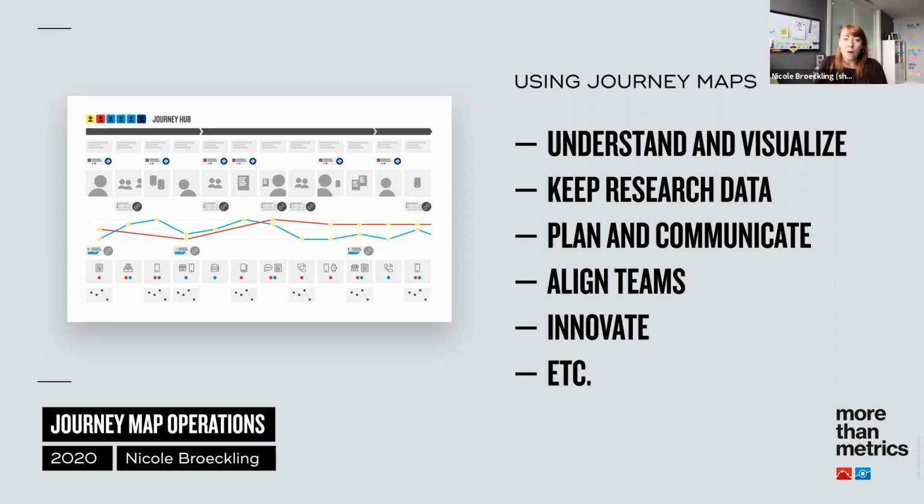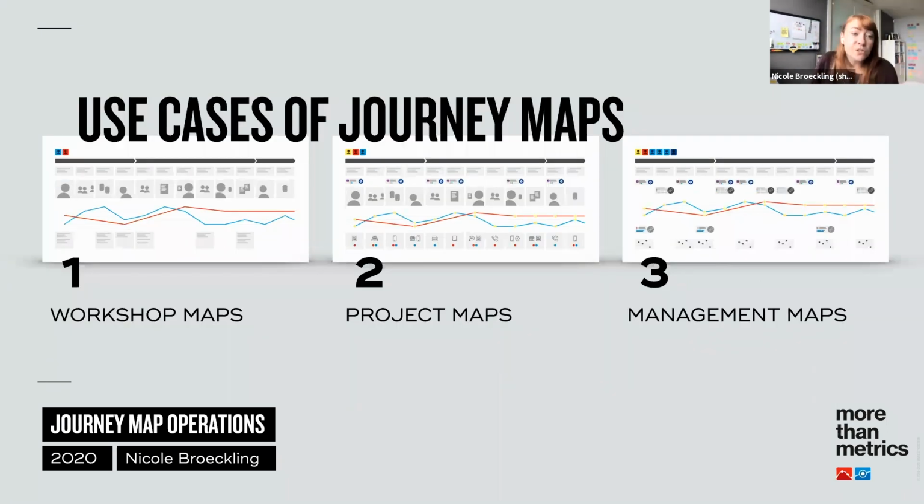But there's a few different ways that we can use those maps. So before we can talk about this third thing on the slide here, management maps, we want to clarify the first two kinds of maps, so workshop maps and project maps. So a workshop map, maybe you make it as a part of a project, maybe it's part of a training, maybe you've made one in a workshop as a part of a research tool.